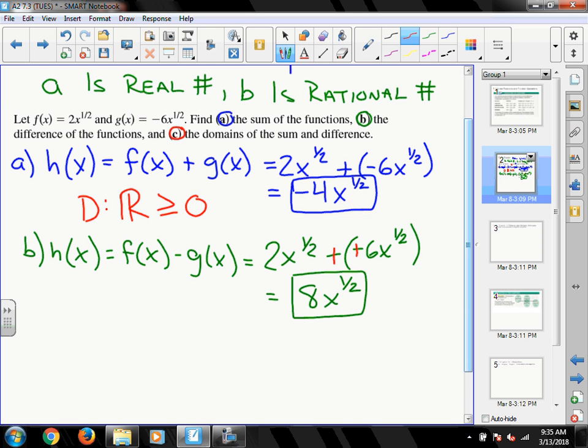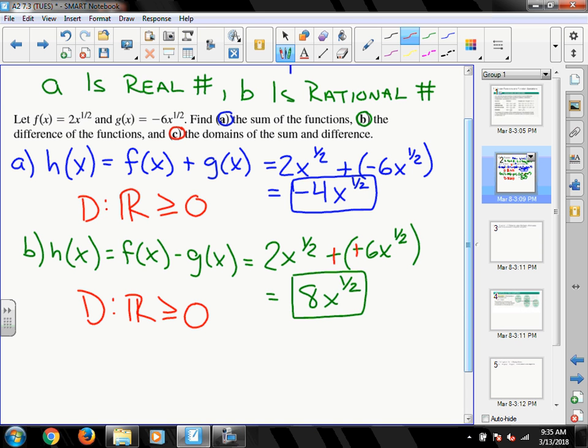What about subtraction? What is my domain going to be there? So what does the 1/2 power mean? Square root. What can I not take the square root of and stay in the real number system? A negative. So our domain is going to be all reals that are greater than or equal to 0.